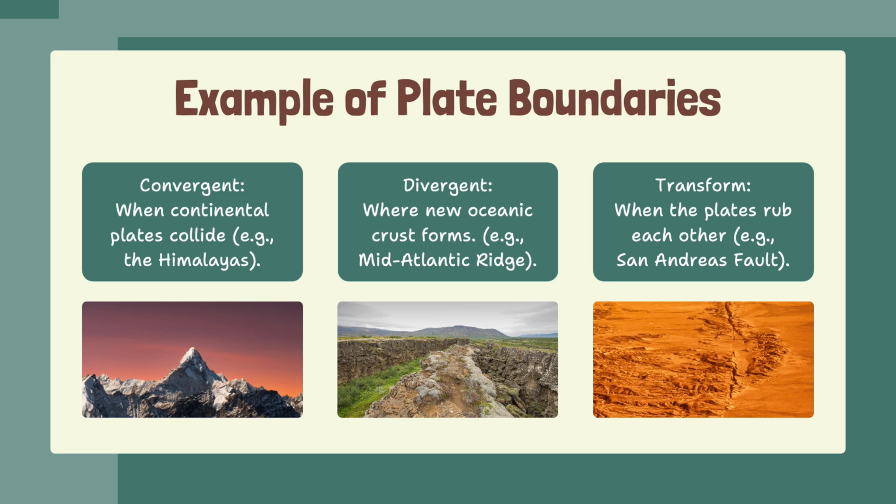And then a local example would be the Cape Fold Mountains. They are a result of convergent plate margins. Divergent, an example with that would be the Mid-Atlantic Oceanic Ridge. And then the transform, where the plates slide past each other. The most famous one is the San Andreas Fault in the USA.